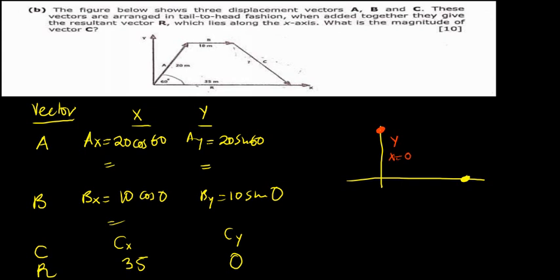So let's punch 20 cos 60 on our calculators. 20 cos 60. That will give us 11.76. Then we've got 20 sin 60, which is going to give us 16.18.